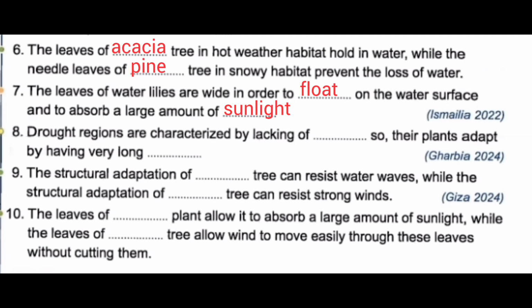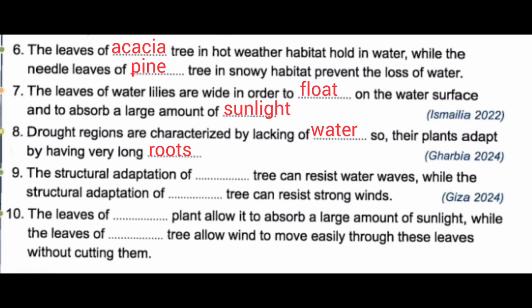Number 8. Drought regions. Drought means no water. Drought regions are characterized by lacking of blank, so their plants adapt by having very long blank. Drought regions are characterized by lacking of water, so their plants adapt by having very long roots.